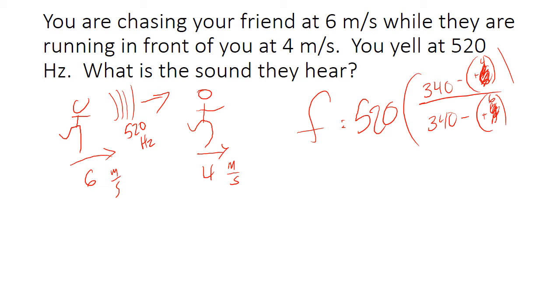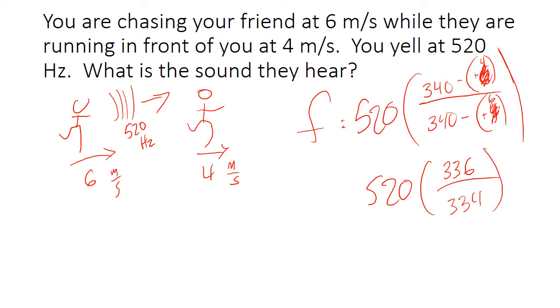So what we're going to do now is put it in our calculator. Well, let's think about it first. We get 520 times 340 minus 4, which is 336, divided by 340 minus 6, which is 334. So we should get a number that's bigger than 520. And does that make sense? Well, let's type it in first. 520 times 336 divided by 334. Enter. So you get 523.